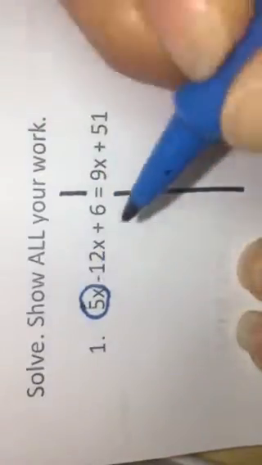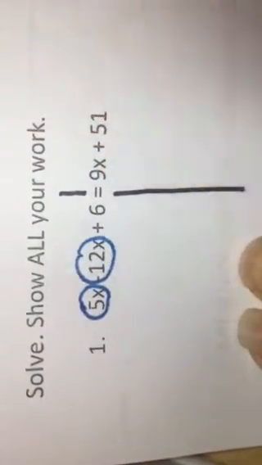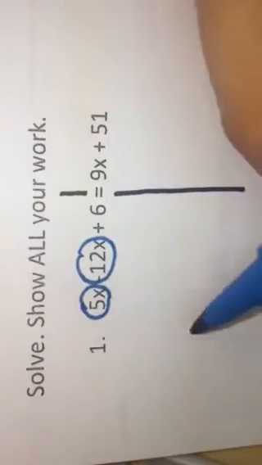I can see that on the left side of my line, I have a positive 5x and a negative 12x. Remember to include the sign right there. How do I know they're like terms? Because they have the same variable to the same power. One's positive, one's negative, so we're going to subtract them. 12 minus 5, that is a 7.